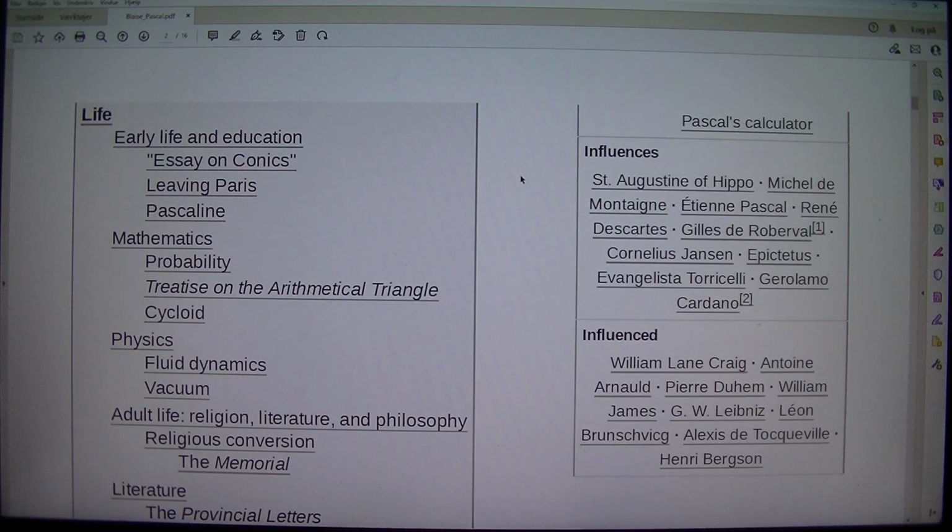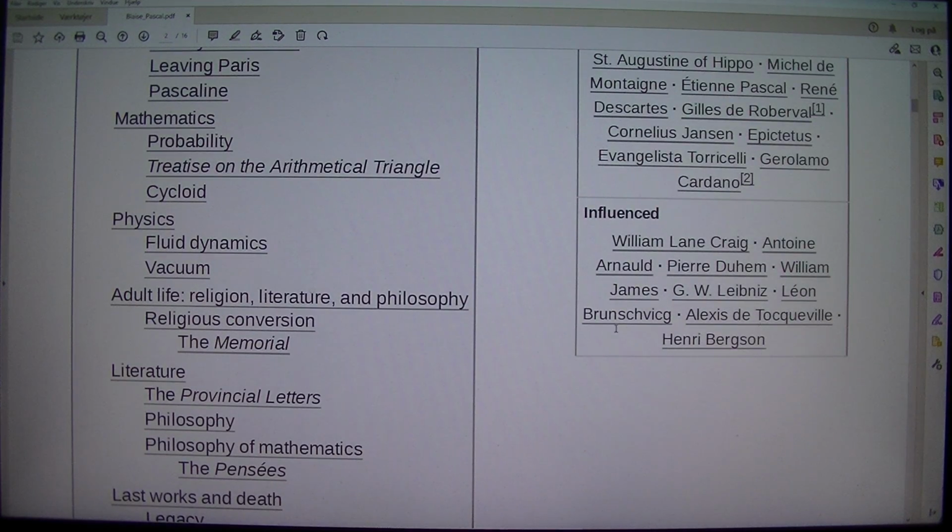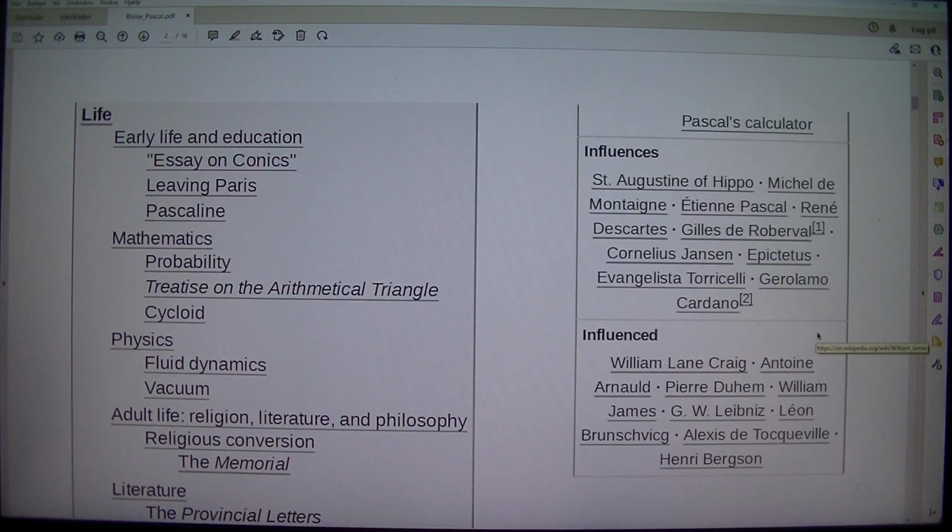Pascal's calculator. Influences: St. Augustine of Hippo, Michel de Montaigne, Etienne Pascal, René Descartes, Gilles de Roberval, Cornelius Jansen, Epictetus, Evangelista Torricelli, Girolamo Cardano. Influenced: William Lane Craig, Antoine Arnauld, Pierre Duhem, William James, G. W. Leibniz, Leon Brunschvicg, Alexis de Tocqueville, Henri Bergson.